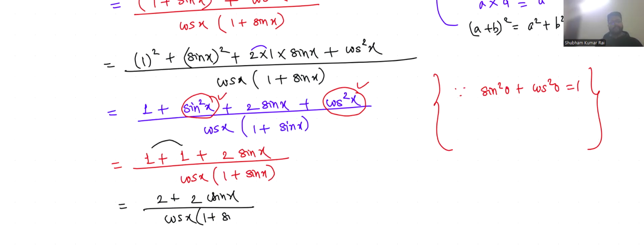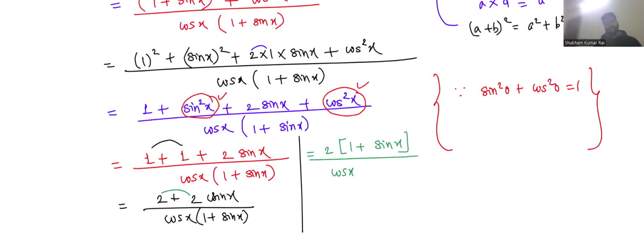Now, if we solve it further, we can take 2 common from here. So we will take 2 common, it will become 2 (1 plus sin x), upon cos x (1 plus sin x). You can see that two similar things are present here, so we will cancel this one, and it will be 2 upon cos x. So we have got our left hand side. Let us check what the right hand side is. It is 2 upon cos x.